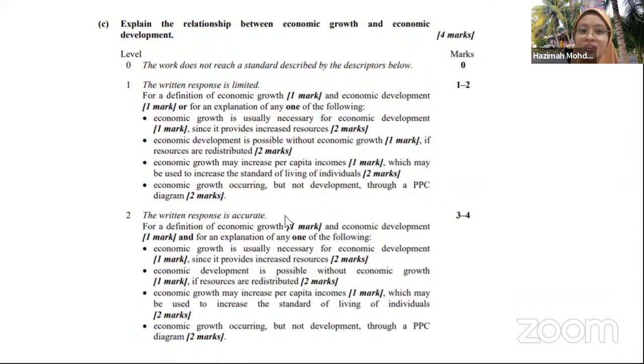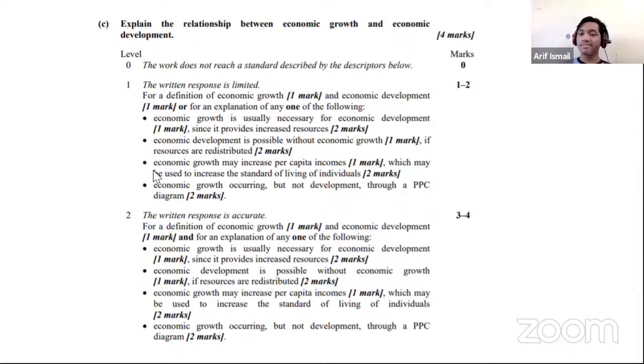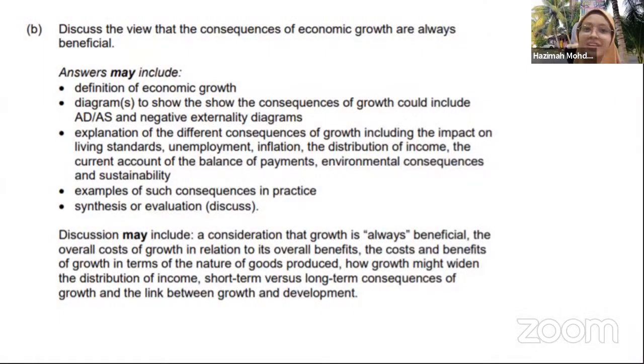Okay, ada question tak so far? No. Okay, clear so far? Okay, itu je. Lepas tu kalau nak tengok lagi nanti tengok lagi. Cuma yang ni dia include sekali dengan topik makroekonomi sebab ada SID.